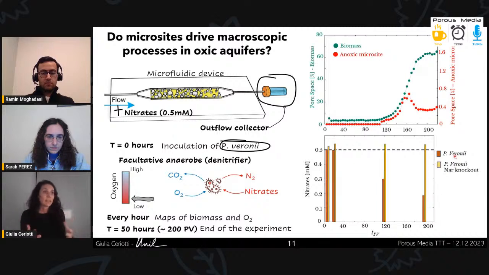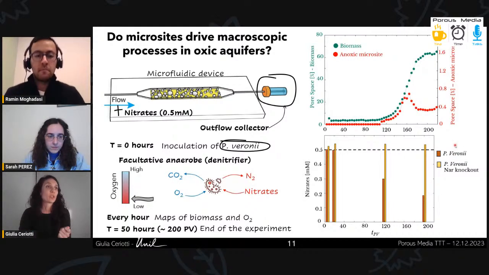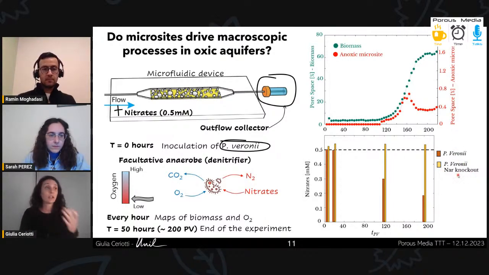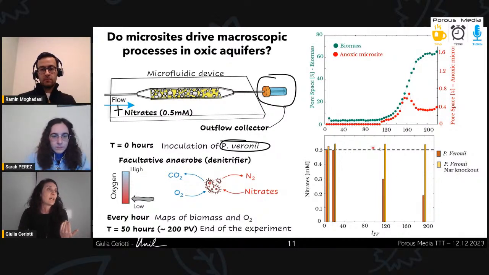So I ran the experiment again with a genetically modified Pseudomonas veronii. We asked our fundamental biology department to modify the genome of veronii and to knock out the gene that enables Pseudomonas veronii to perform denitrification. So Pseudomonas veronii can still grow aerobically, but it cannot uptake nitrates. And what you can see is that if I use this strain, nitrate stays the same as the inlet. So it really means that when the anaerobic respiration of veronii is triggered, we can see removal of nitrates.